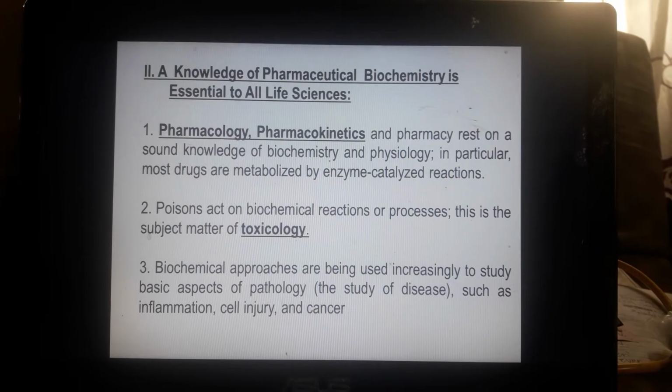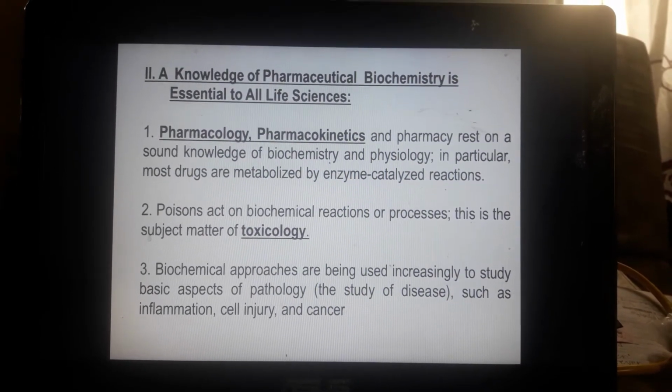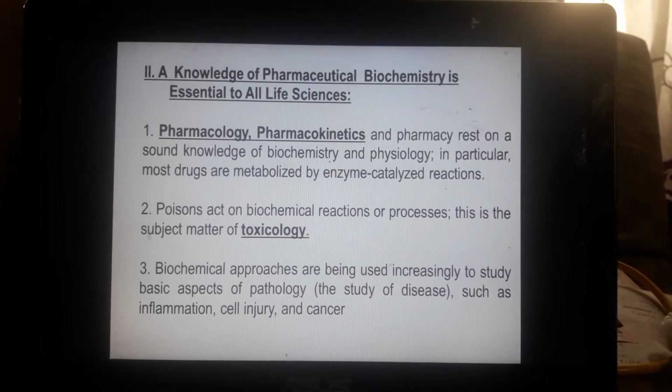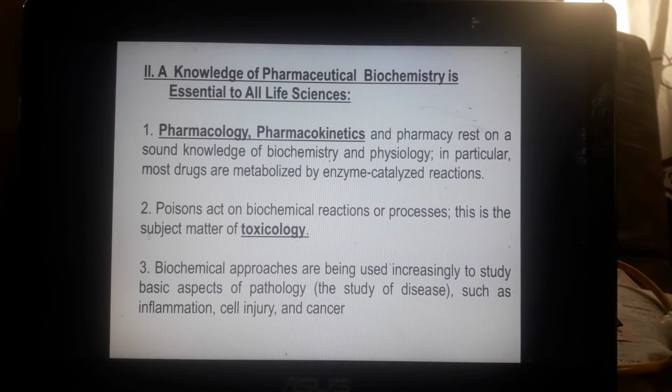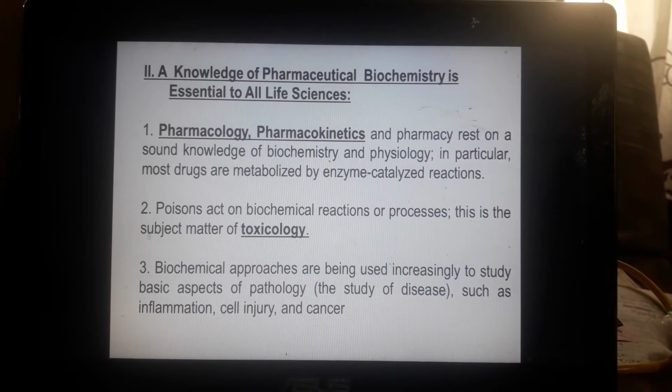Next, knowledge of pharmaceutical biochemistry is essential to all life science. Pharmacology, pharmacokinetics, and pharmacy rest on sound knowledge of biochemistry and physiology. In particular, most drugs are metabolized by enzyme catalyzed reactions. That's why in pharmacokinetics we study different pathways wherein the enzymes that we study in biochemistry are applied to pharmacology and pharmacokinetics. That's how important pharmaceutical biochemistry is.